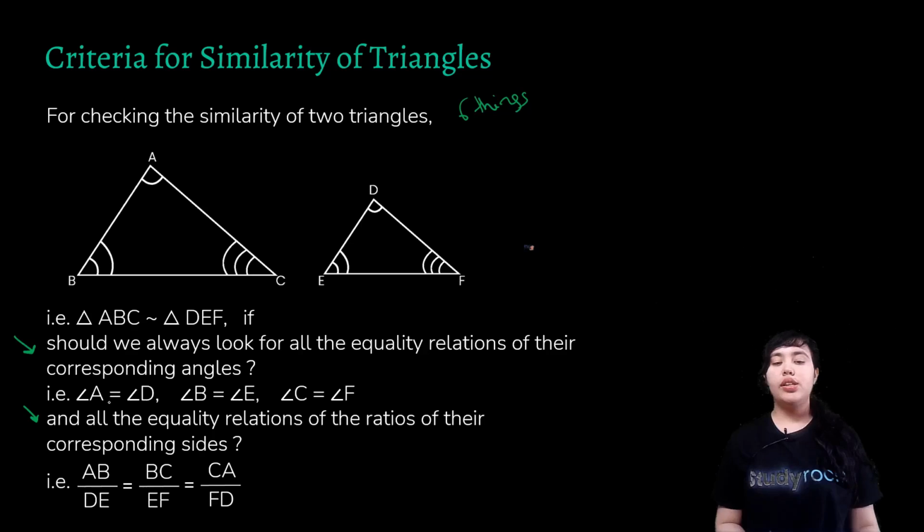Including the angles and the sides, it makes it 6 things. That makes our job very tedious when we are looking for the similarity of any two triangles. So to make that process a bit simple, we'll make use of axioms.